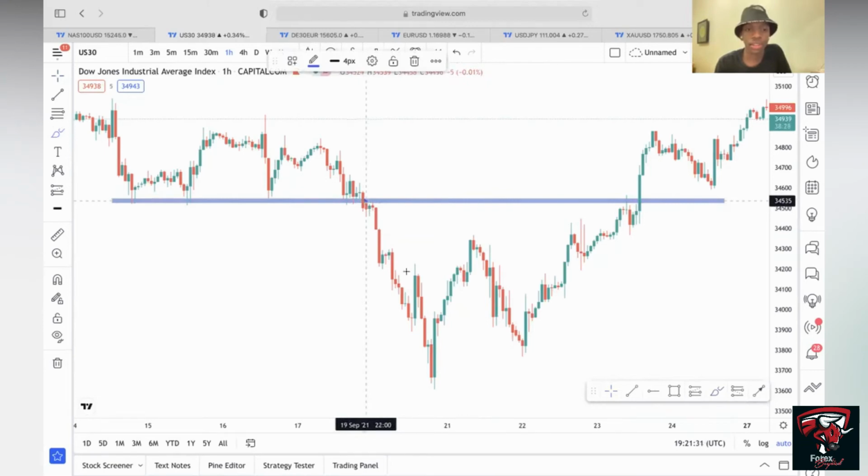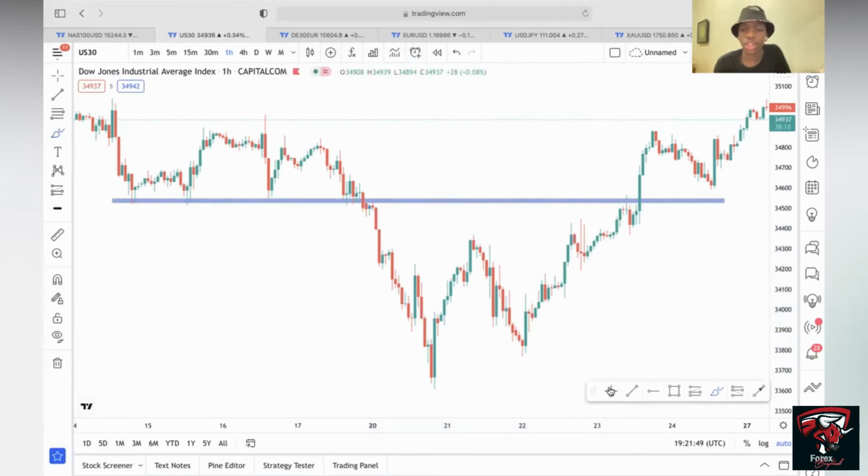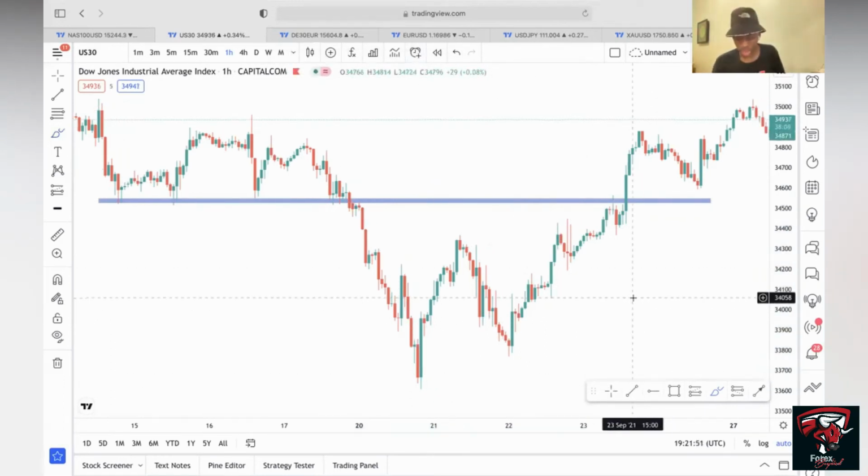You can see that we have a breakout, and my trade got the breakout and retest. Simple breakouts and retest. Previous support turned into resistance, as you can see from this blue drawing that I put in.